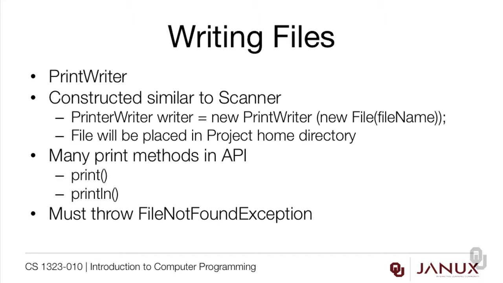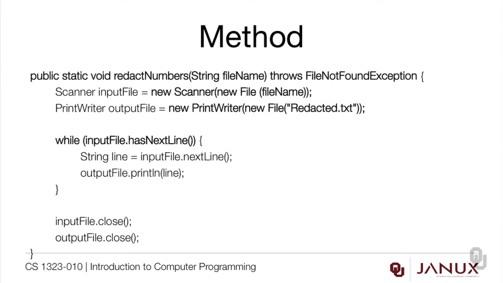Now, these methods are going to have to throw a FileNotFoundException, because anytime you're writing to a file, just like when you're reading one, it's possible that this operation could fail. Maybe, for example, you're trying to write to a directory where you don't have permissions. And so Java insists that you throw a FileNotFoundException, not only from the method that opens the file, but from any method that calls the method that opens the file. In other words, it works very much like the scanner does when we're reading files.